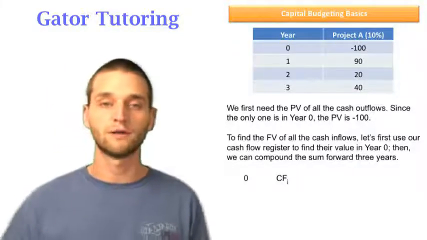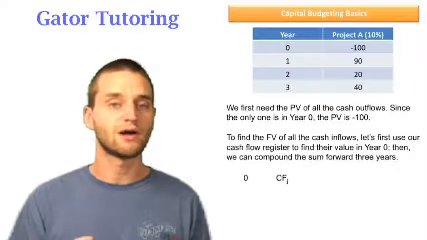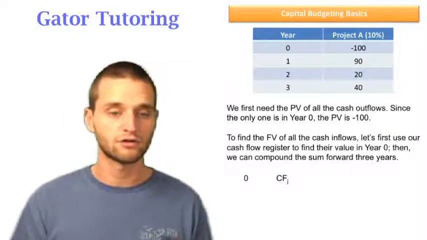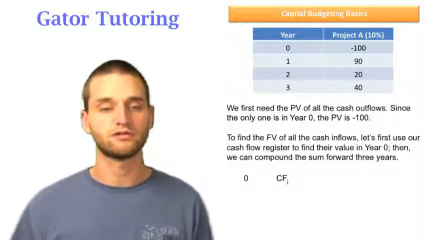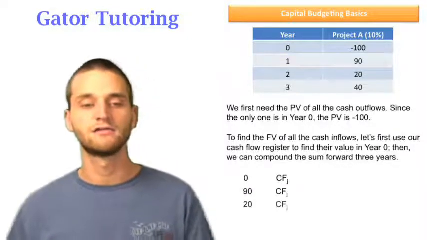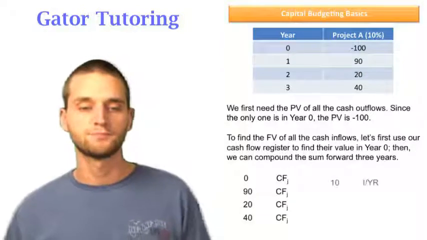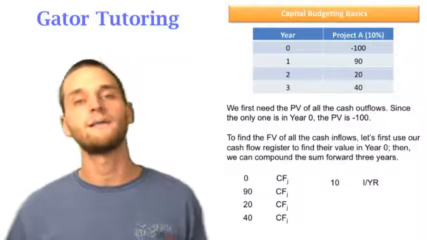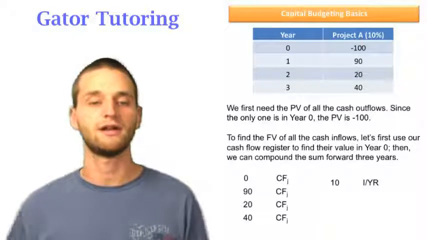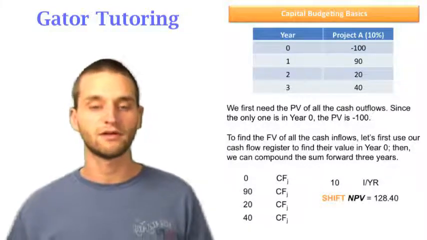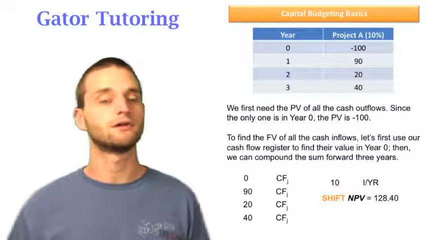So we're just focusing on the cash inflows now. We're doing this separately from the cash outflows. So in year 0, there are no cash inflows. We just input 0 as a placeholder. Then 90, 20, and 40. We press 10% because we're compounding all of these forward at the firm's cost of capital, which we're assuming to be 10%. And we find the net present value, 128.40. That's as of year 0.